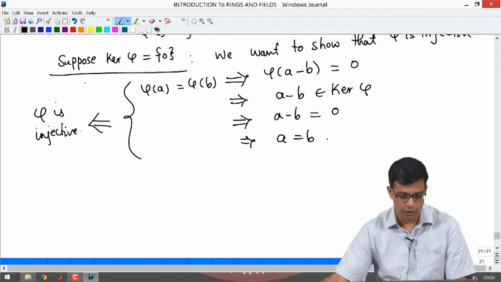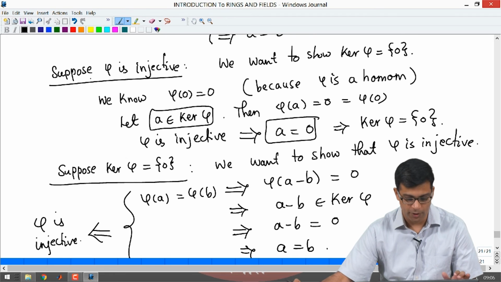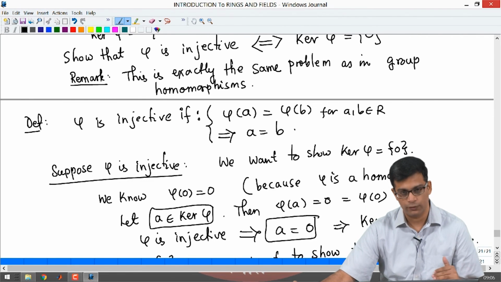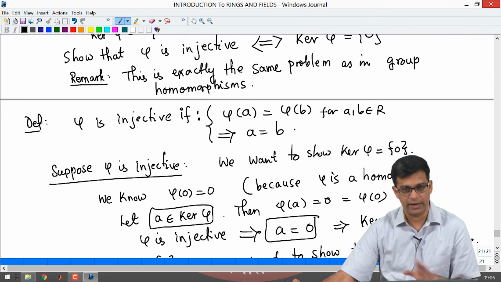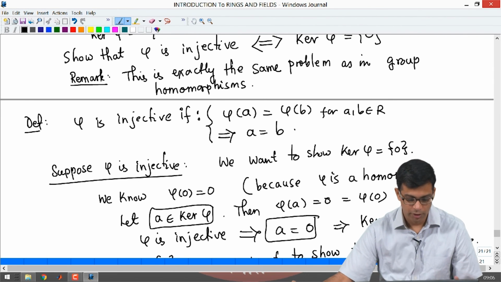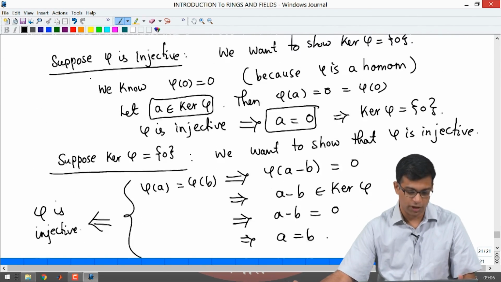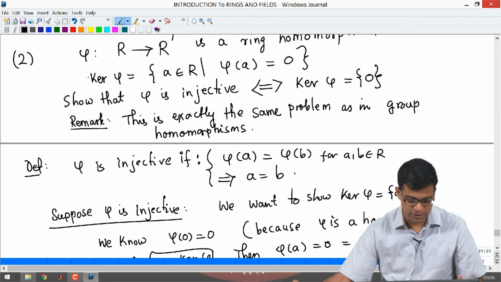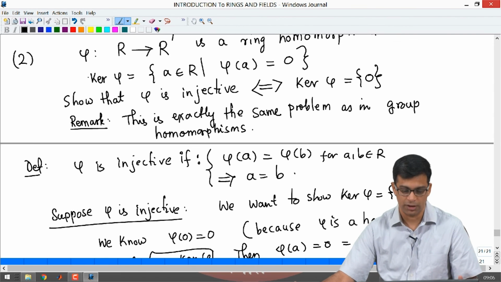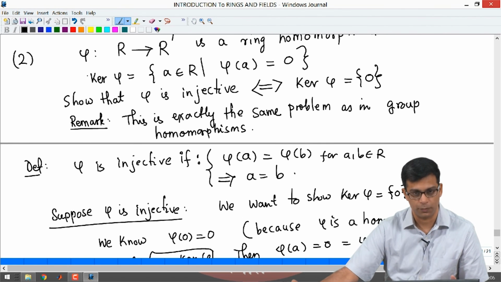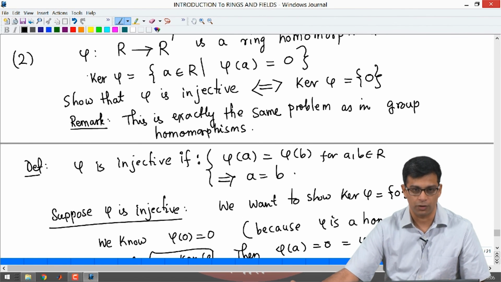So, the problem is solved. I will only make the final remark that nowhere in this proof have we used multiplication on R. The fact that R is a ring which has multiplication is completely irrelevant for this problem. We only need the additive structure. So, we have shown that a ring homomorphism is injective if and only if its kernel is 0. We will use this problem in some special cases in the next set of problems. So, I will end this video here today. Thank you.